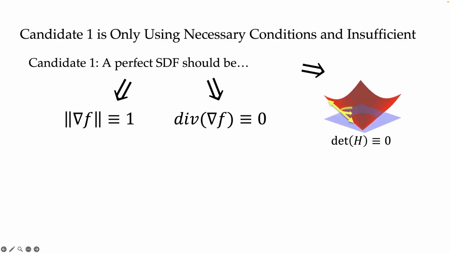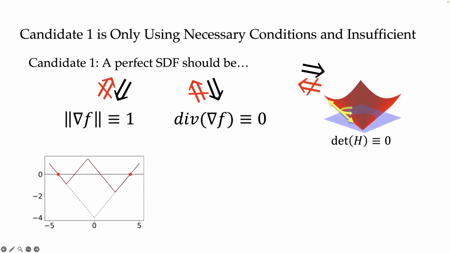However, all of this only works as necessary conditions. They are not sufficient. You can always find another function that satisfies all of them almost everywhere, but still is not a valid SDF. Let me show you an example. If you start from a bad initialization or introduce a small disturbance during optimization, the result can go wrong.